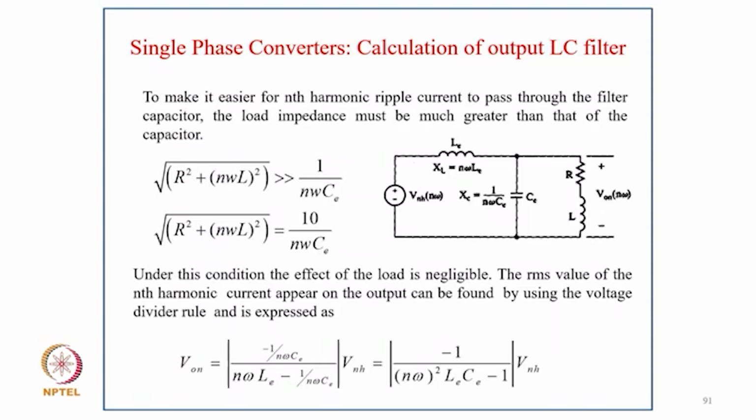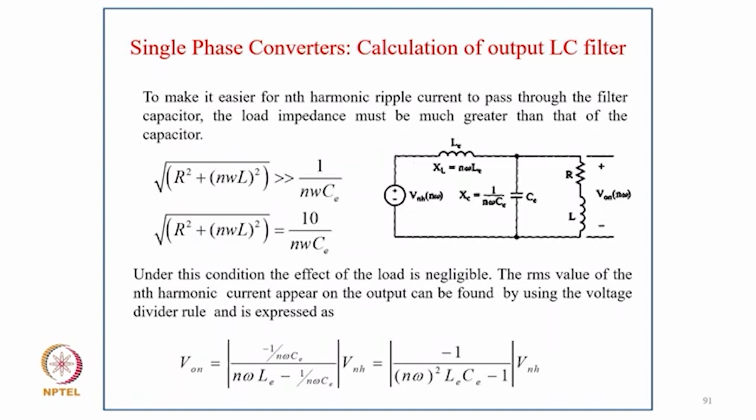To make it easier for the harmonic ripple current to pass through the filter capacitor, the load impedance must be large enough compared to that of the capacitor. So you can see the LC filter and then the load. In this case, under root R square plus n omega L square must be much greater than 1 upon n omega Ce, or under root R square plus n omega L square is approximately 10 divided by n omega Ce. So under this condition, the effect of load is negligible.